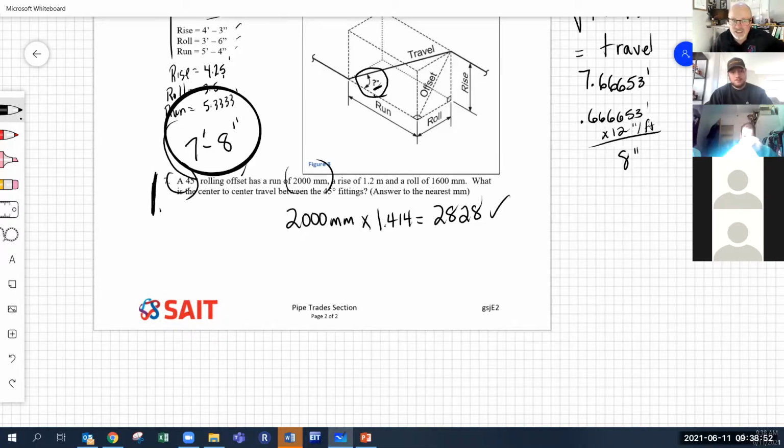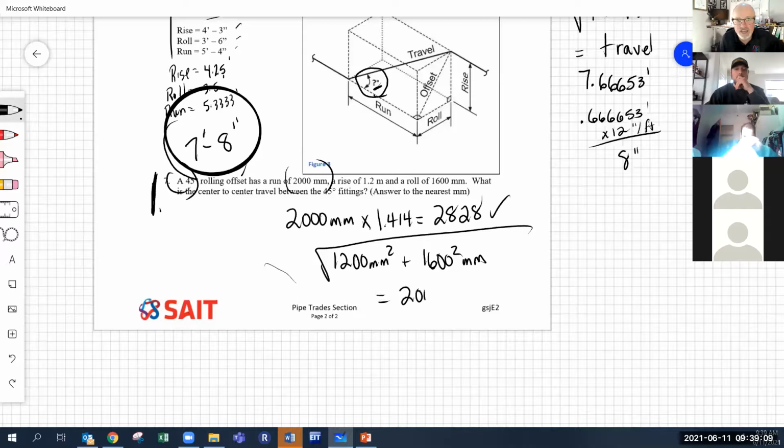But as you can see, if you took the rise, 1200 mils squared, and you added the 1600 squared of the roll and you square rooted it, that's going to equal 2000 millimeters. And then you times it by 1.414, because it's 45s, the offset is equal to that. So you don't even need to do that second step if it tells you that you're using 45 fittings. It gave us enough information that all we had to do was just that. Oh, okay, that makes sense.